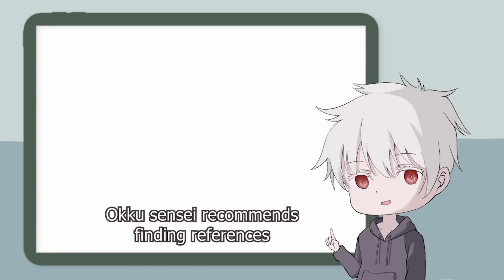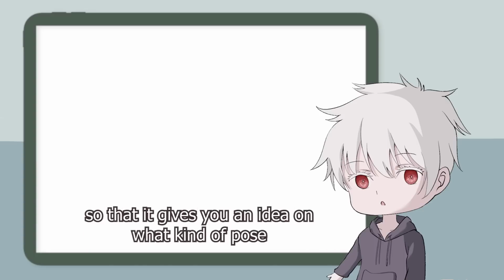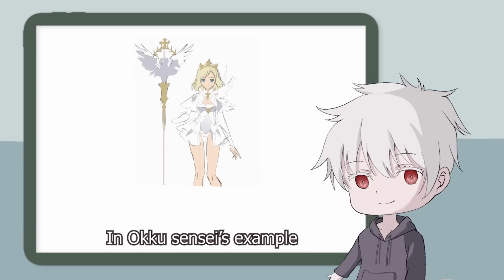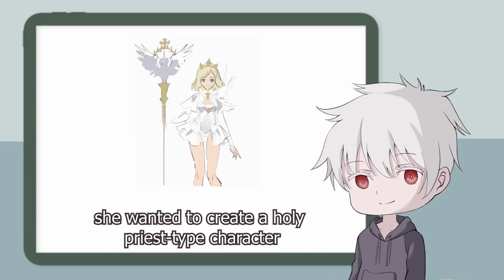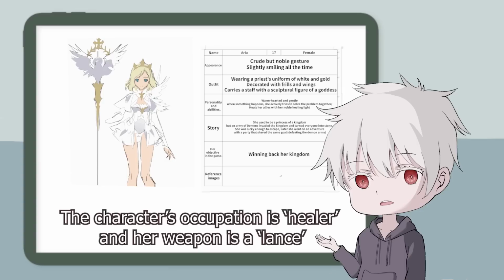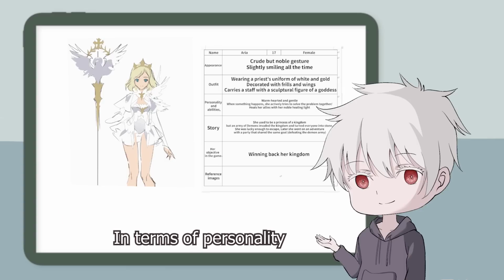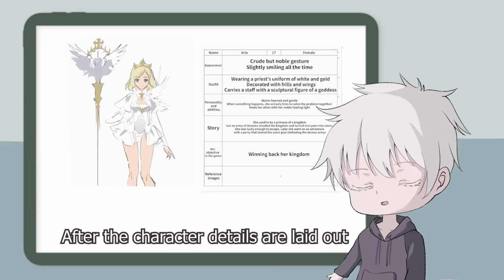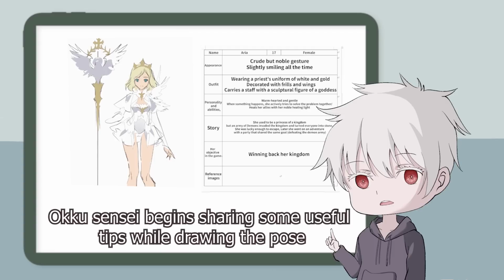Okku-sensei recommends finding references so that it gives you an idea of what kind of poses is suitable for the character concept. In Okku-sensei's example, she wanted to create a holy priest type character. The character's occupation is healer, and her weapon is a lance. In terms of personality, she is pure and innocent. There's also this little detail saying she uses light magic. After the character details are laid out, Okku-sensei begins sharing some useful tips while drawing the pose.